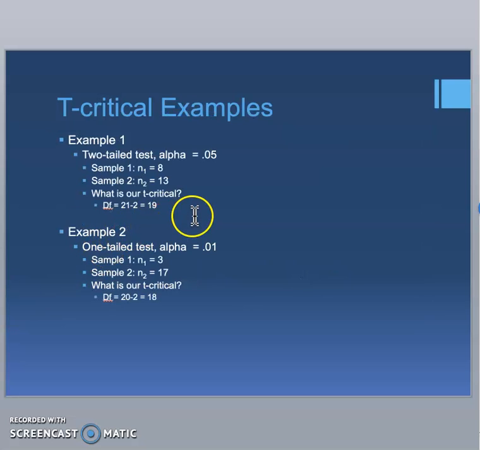Okay. Again, you can find this within some examples. We have 8 and 13. You can find the df of 19 and then the corresponding t-critical. Same way we did for the other t-test. You just go to your t-table. Okay. Same thing down here. df is 18 if we have 3 and 17. What strange, unequal sample sizes.